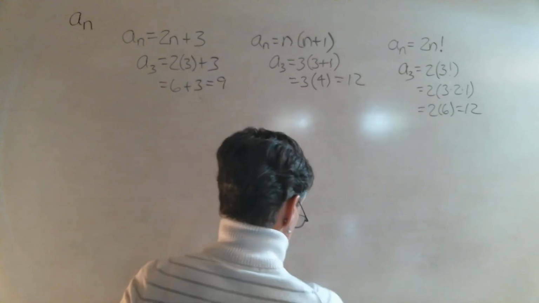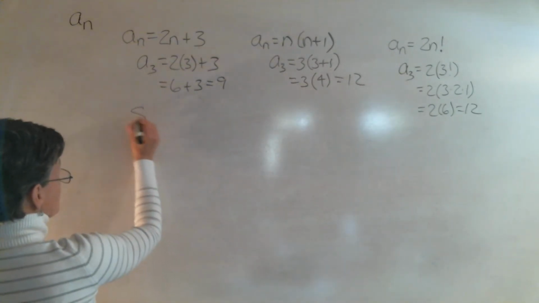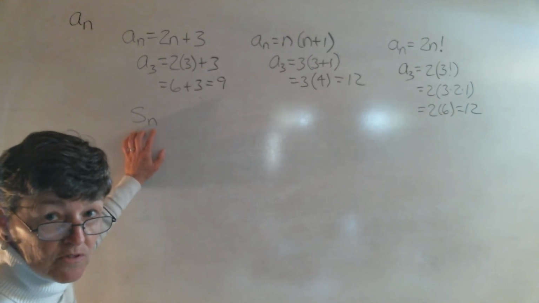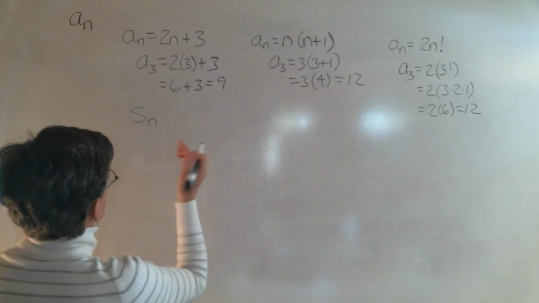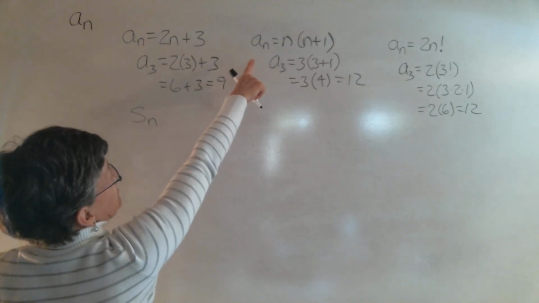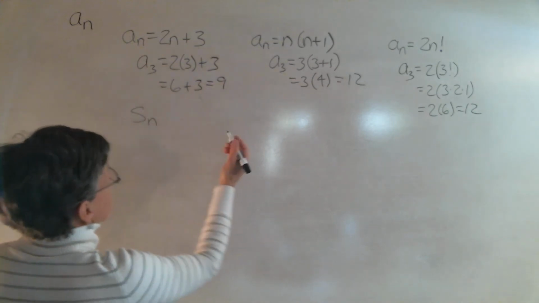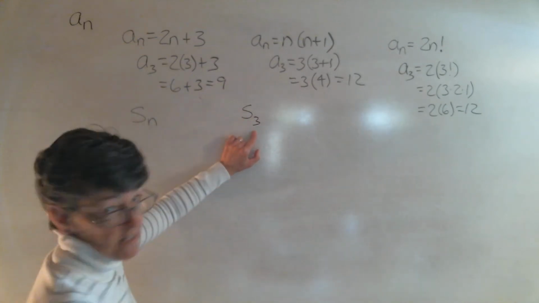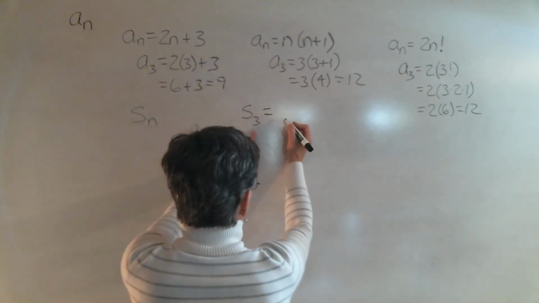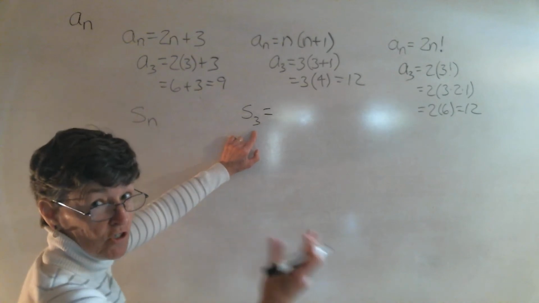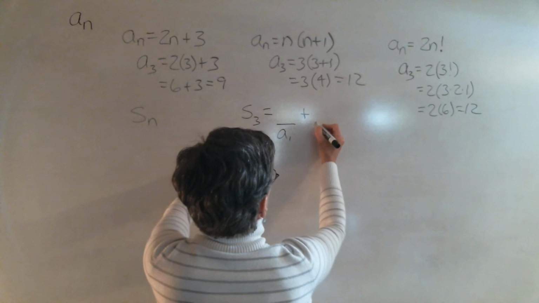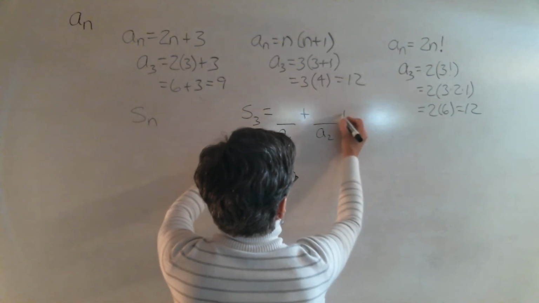Now, S sub n is the sum of n terms in a sequence. So let's say, for example, this sequence right here. Let's say that we want to know what S3 is. Well, that means that we want to know the sum of the first 3 terms: A sub 1, A sub 2, and A sub 3.